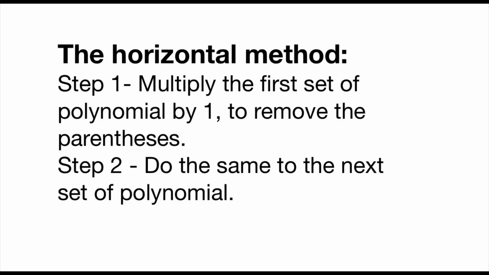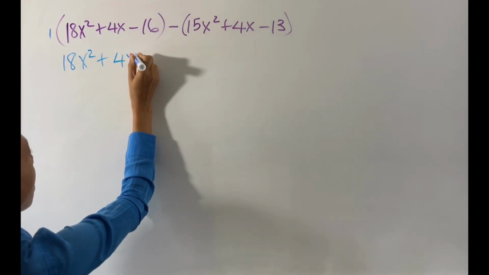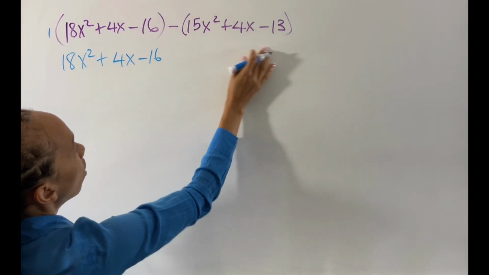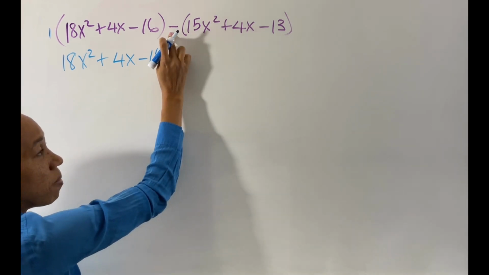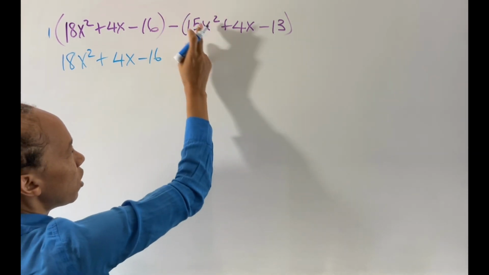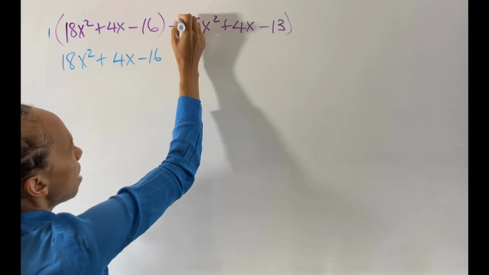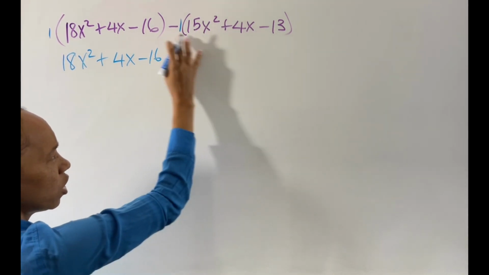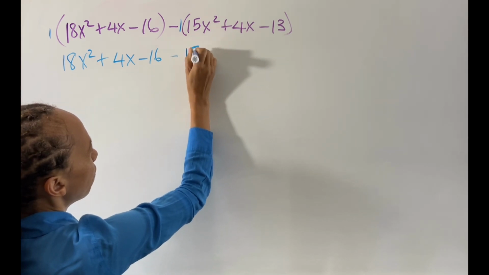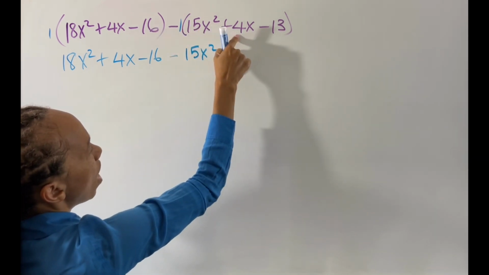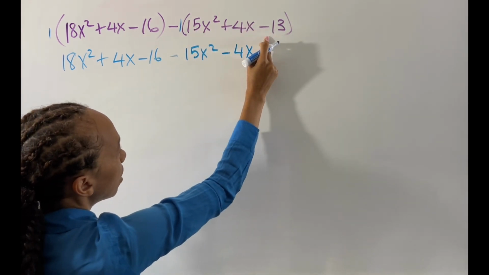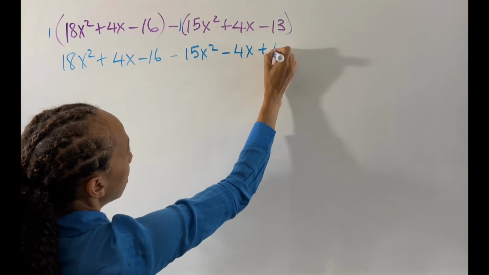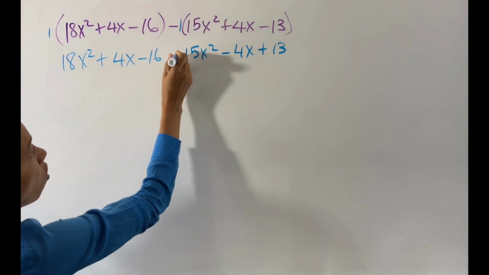So we are going to multiply this out, and we're going to get 18x squared plus 4x minus 16. And then we have our 15x squared here. We have our subtraction sign here. So we have to use the distributive property, and now we're going to pretend that we are multiplying it by a negative 1. So we have that, and this is going to be negative 15x squared, and then negative 1 times 4x is going to be negative 4x, and negative 1 times negative 13 is going to be positive 13 here. So now we have this.